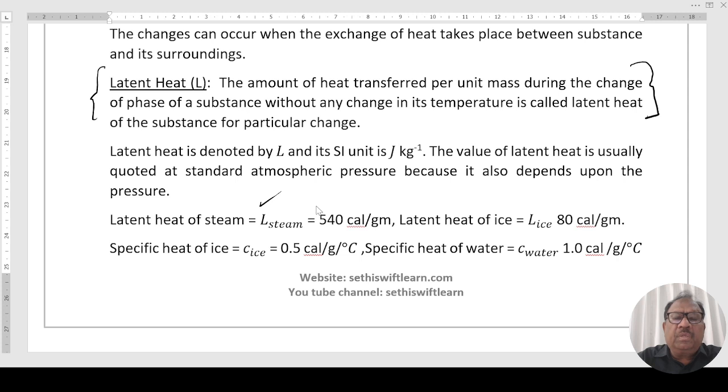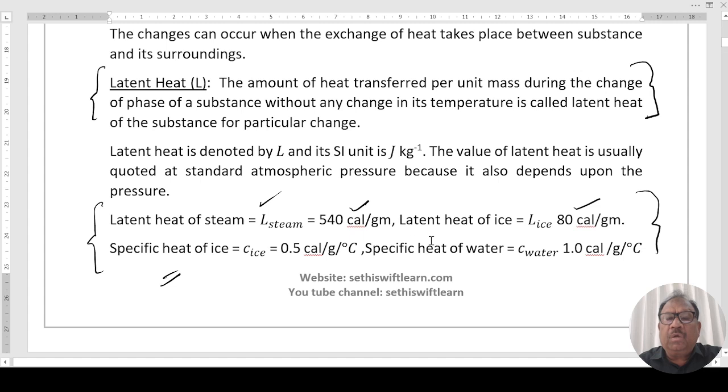Latent heat of steam is 540 and that of ice is 80 calorie per gram. Specific heat of ice is 0.5 calorie per gram per degree centigrade, and specific heat of water is 1 calorie per gram per degree centigrade. If nothing is stated in the question, you can consider these values.